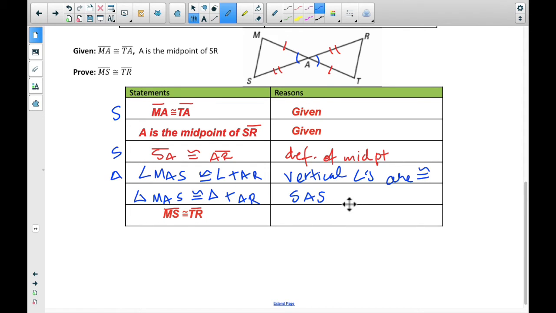Okay, so we have side angle side. Now it's saying, well, if all of that is true, then look what it's asking for. It's asking for MS and TR. That's this side and this side. Well, how can we say that? That's not even mentioned. But it is because of CPCTC. Since the triangles are congruent, all of the parts are congruent.